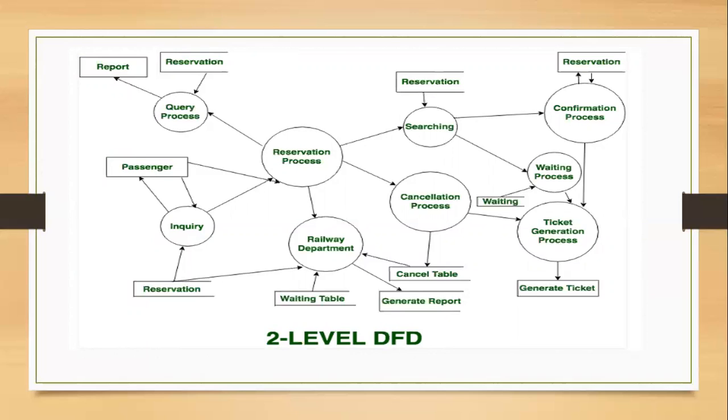With the help of a sphere, we show the source or destination. With the help of an open rectangle, we show the data storage information. With the help of arrows, we show the data flowing, and with the help of circles or bubbles, we show the processes that actually do some tasks. So this is all about DFD, data flow diagram. I hope this is clear to all of you.